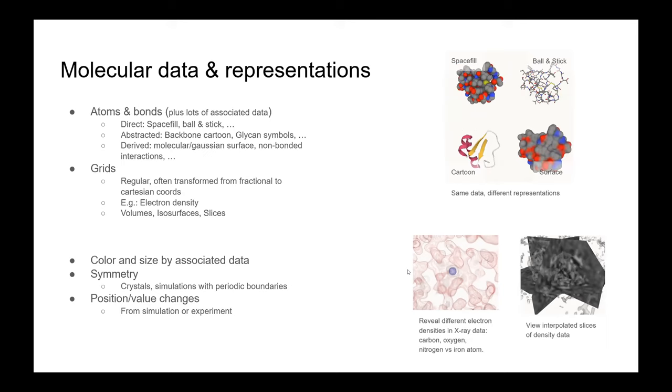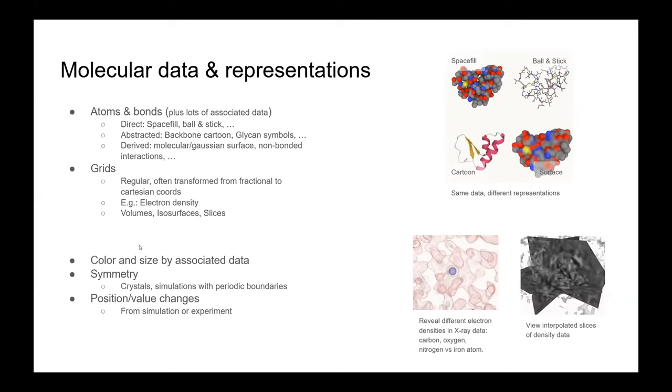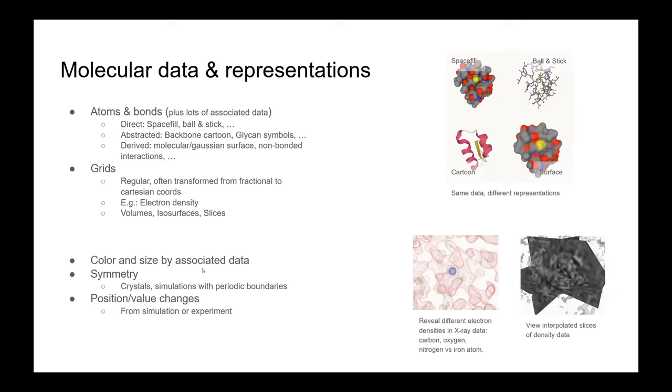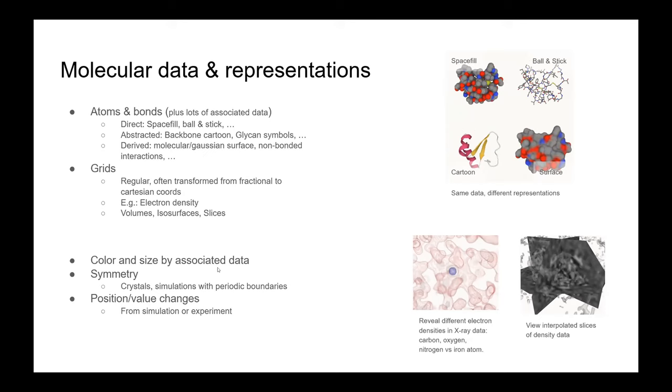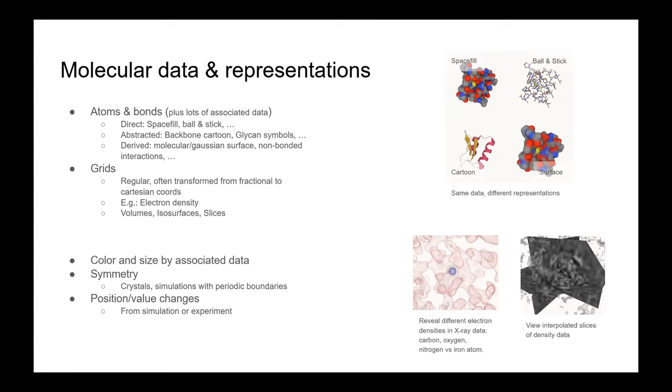So in the bottom right, you can see a direct volume rendering of something. Just in the center, you can see an iron atom that has a much higher density than the surrounding atoms, so that is a nice use case for direct volume rendering. We want to color and size all the representations by the data associated with the atoms and bonds. And there's often a lot of symmetry and repetition in the data, so we want to leverage this to speed up rendering with instancing.